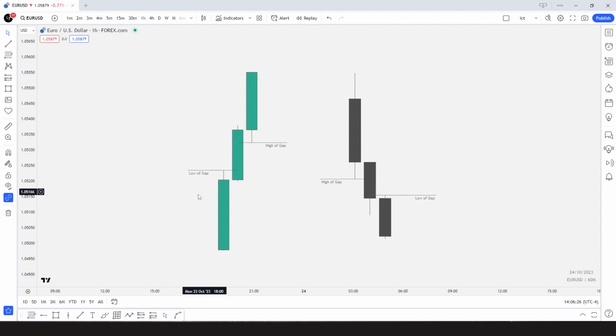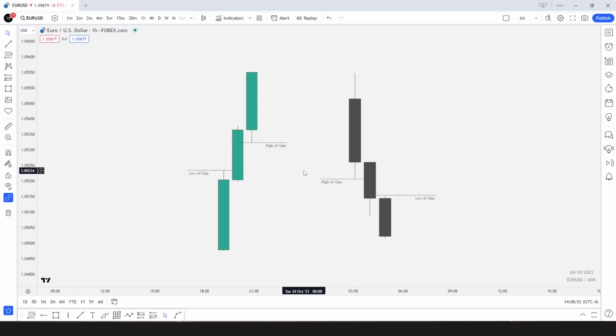Now these are all bullish, and we take the high of the first candle to the low of the third candle. Between the high of the first candle and the low of the third candle, we have a small gap inside here which trades through with the second candle. Now from this low to this high, that becomes our fair value gap.